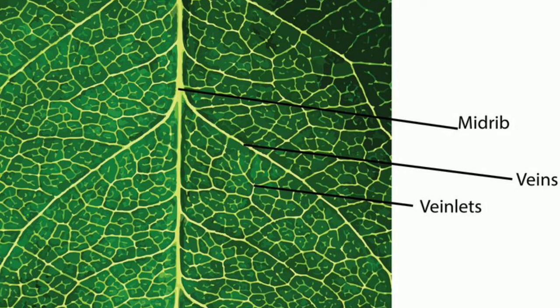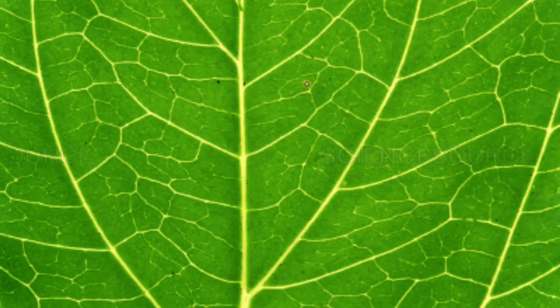Such leaves are called simple leaves. However, the leaf blade of leaves in some plants is divided into many small parts. These are called leaflets. Such leaves are called compound leaves. Simple leaf and compound leaf are the two main types of leaves.